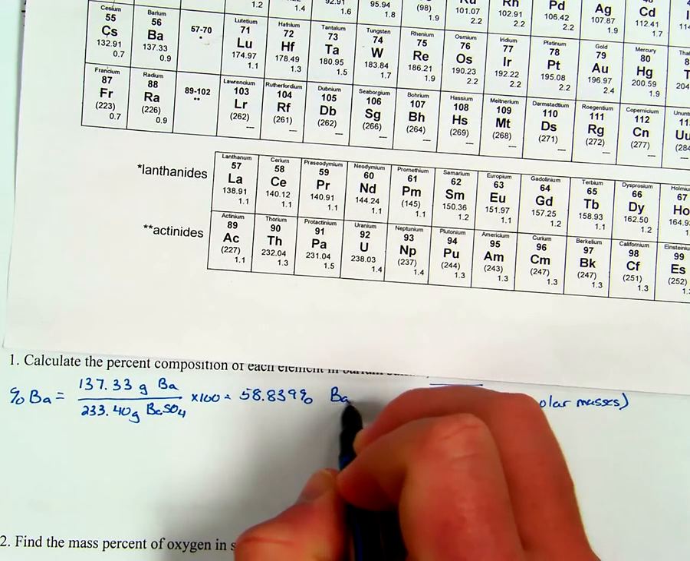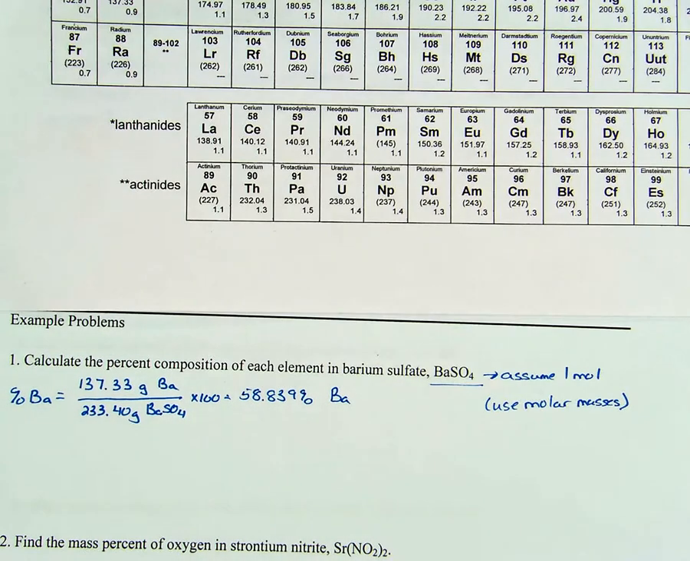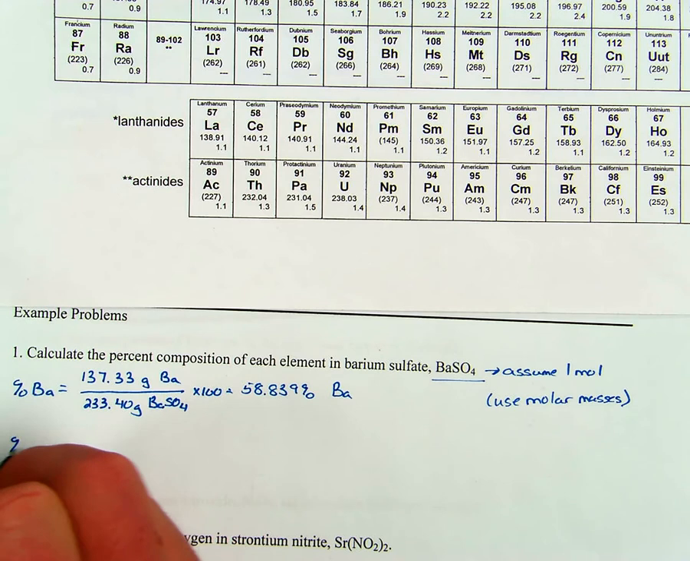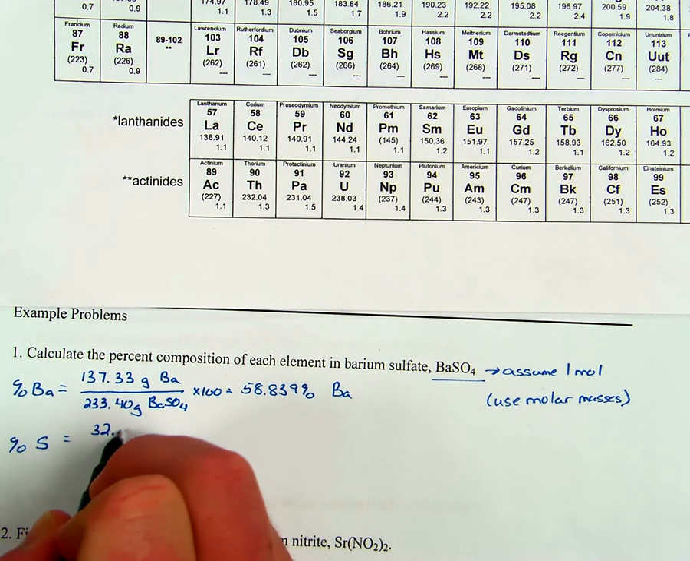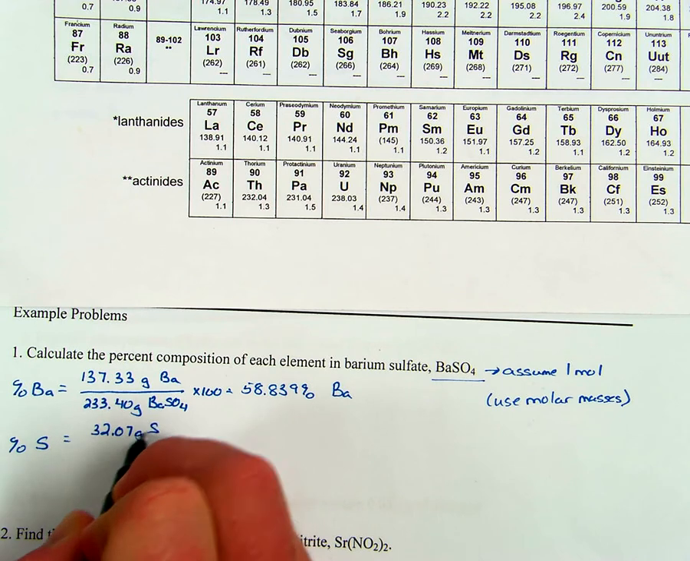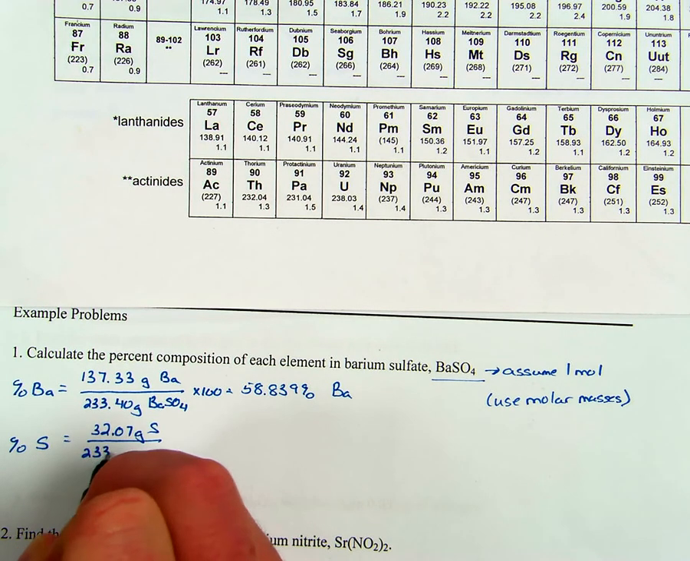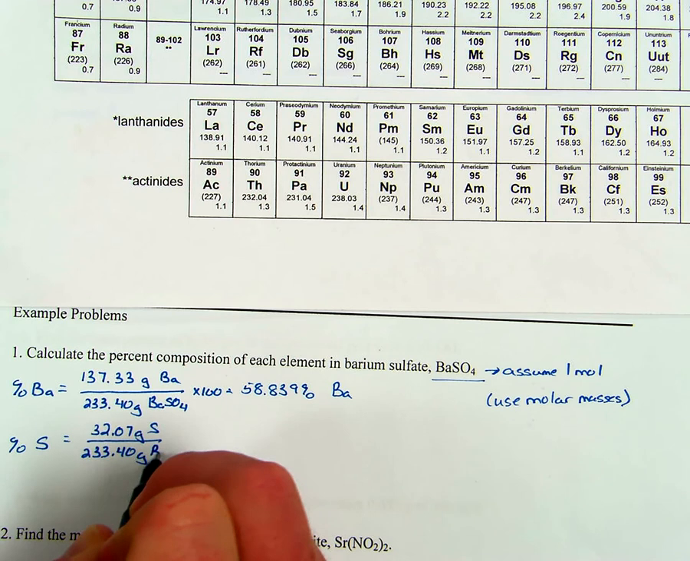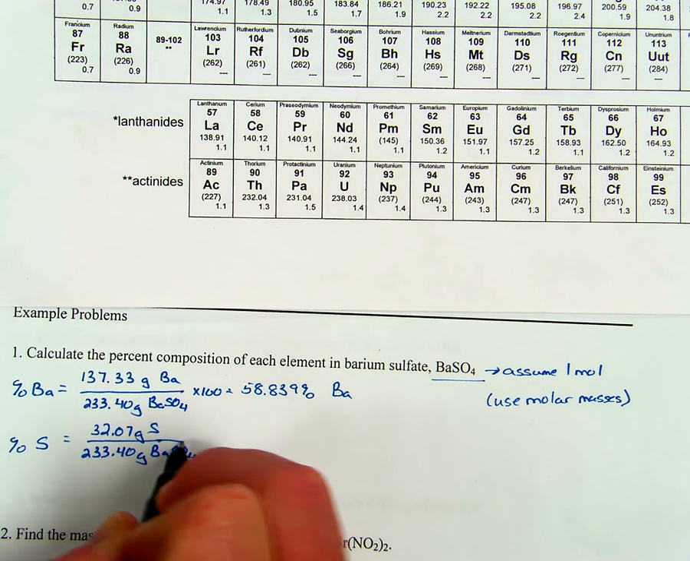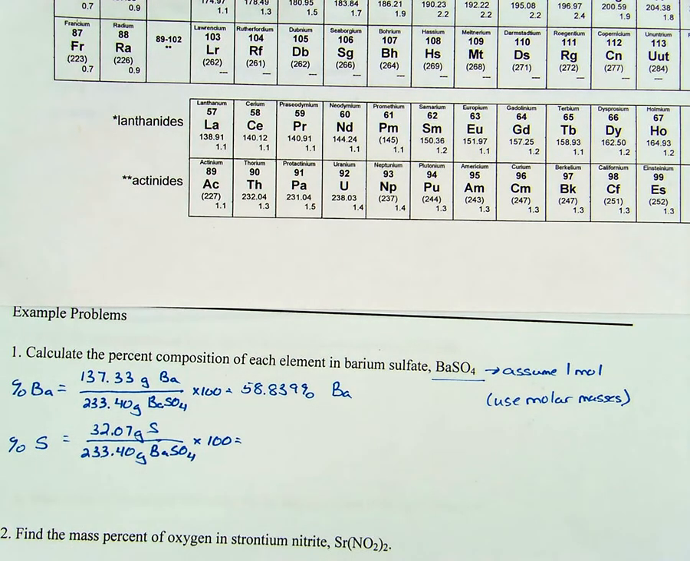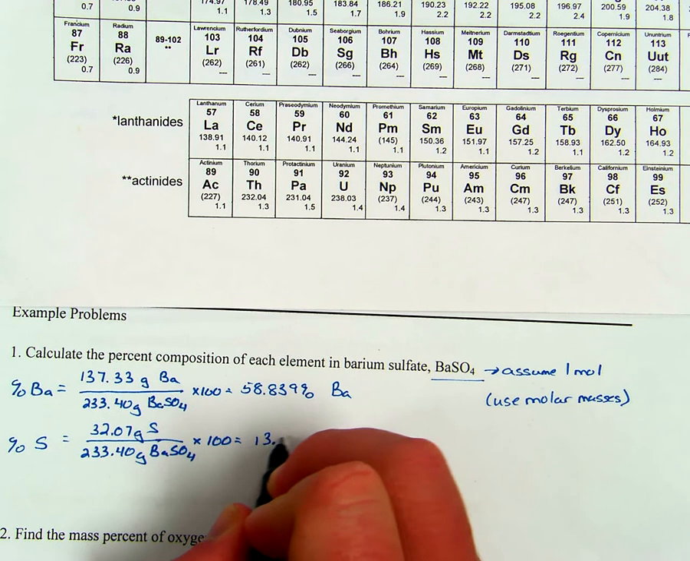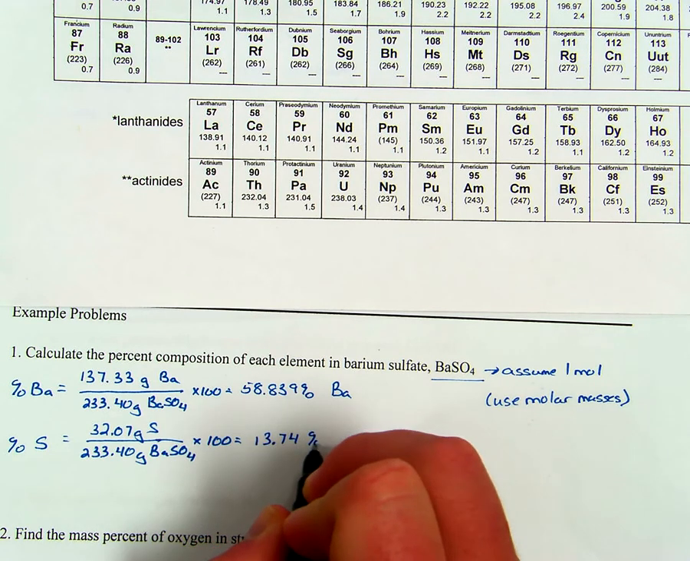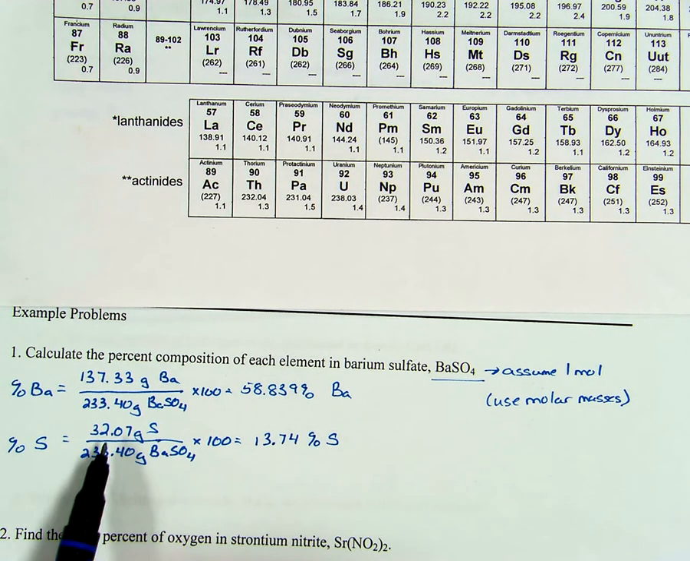Now the question asks us to do this for each element, so I can just do the same thing for the sulfur. Percent sulfur would equal, that'd be 1 mole of sulfur, so that's 32.07 grams of sulfur divided by 233.40 grams BaSO4, and I multiply by 100, so I can just plug that in. And I get 13.74% sulfur. Notice there that's just 4 sig figs because the molar mass of sulfur is 4.